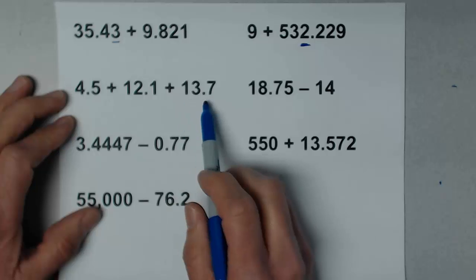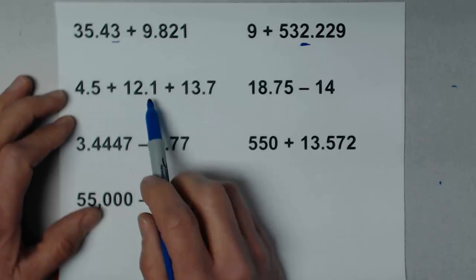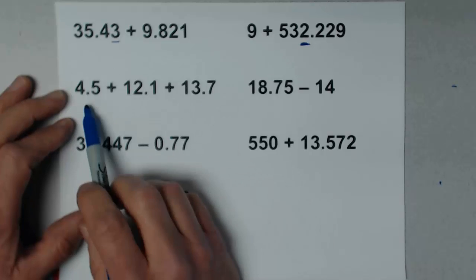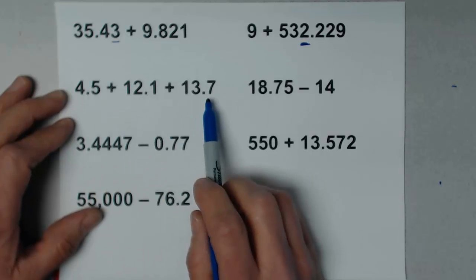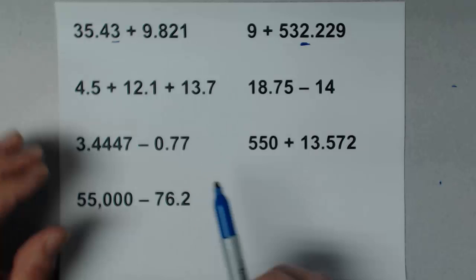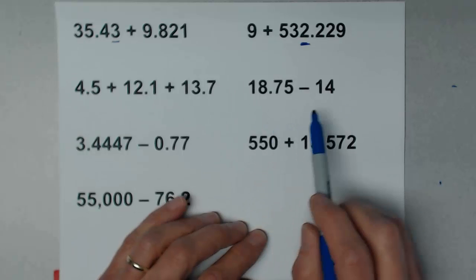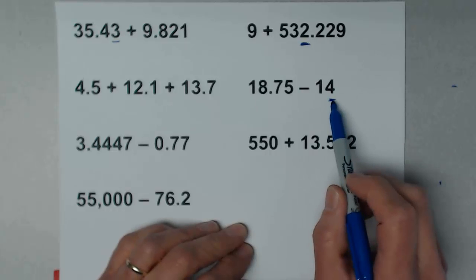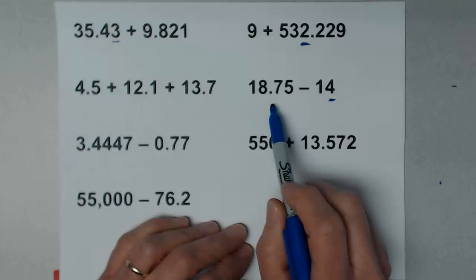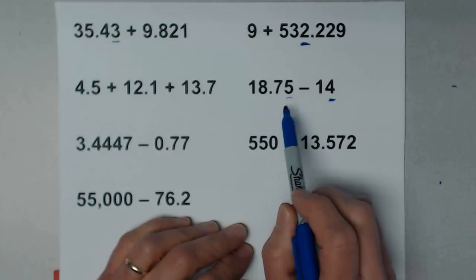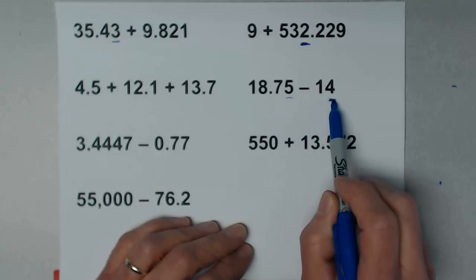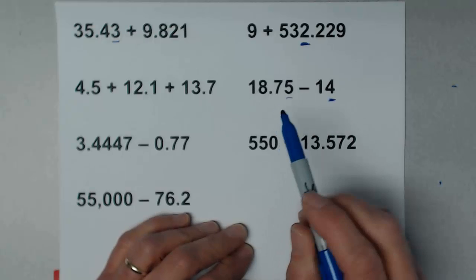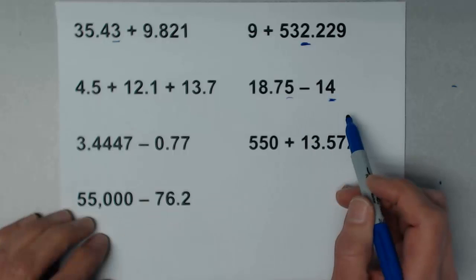These three numbers here, each one is accurate to the nearest tenth, and so I'll be able to keep the result here to the nearest tenth. I look at this subtraction problem here. Again, I've got a number that's only good to the nearest one. This is good to the nearest hundredth here, but this one's only good to the nearest one, so I'll have to round the result to the nearest one. No decimal point at all.